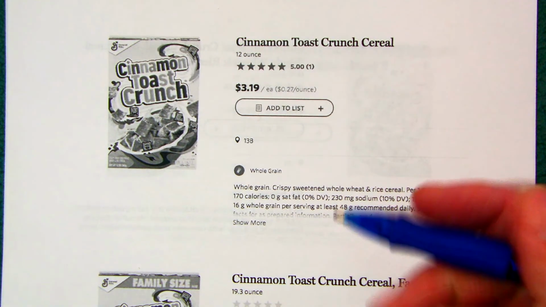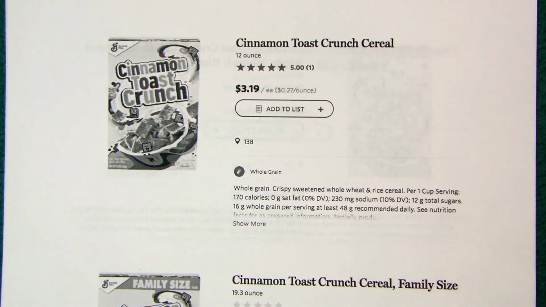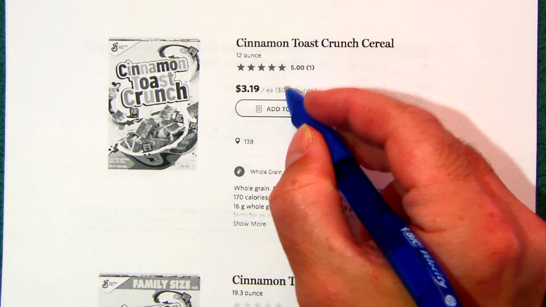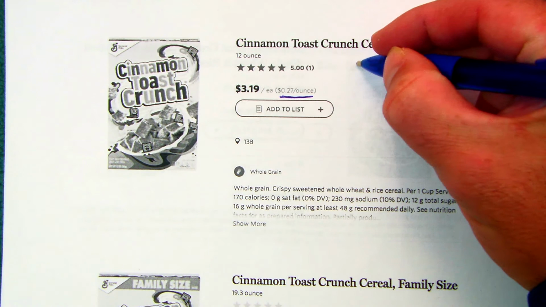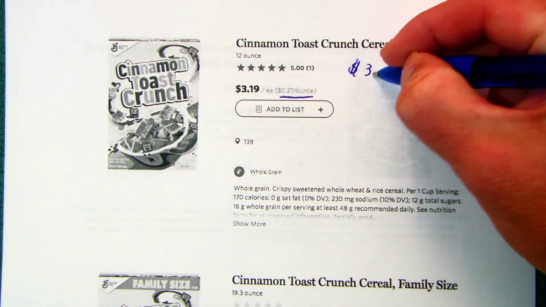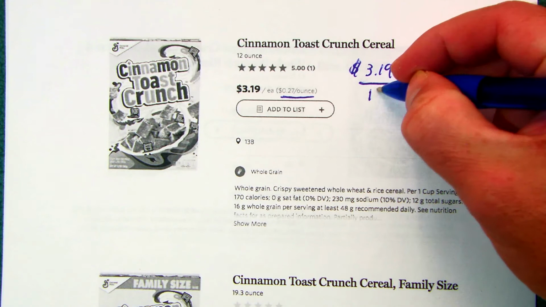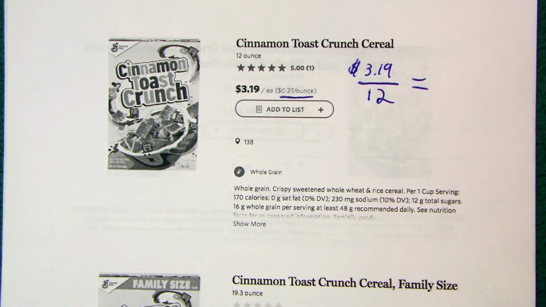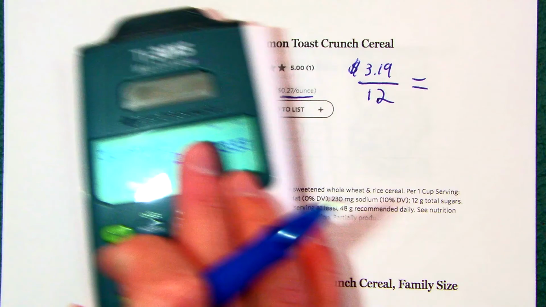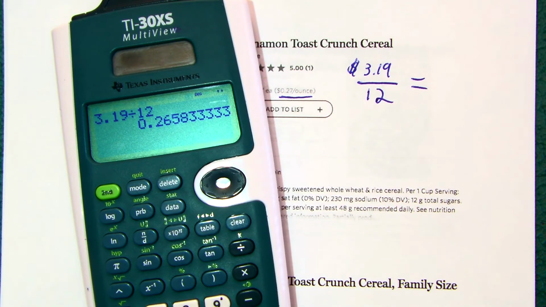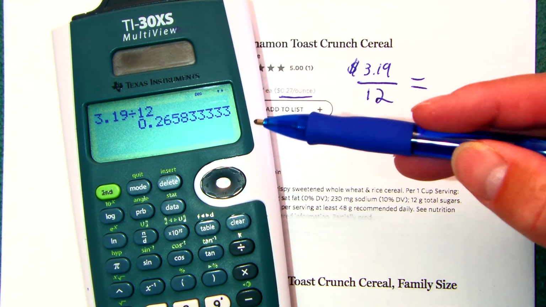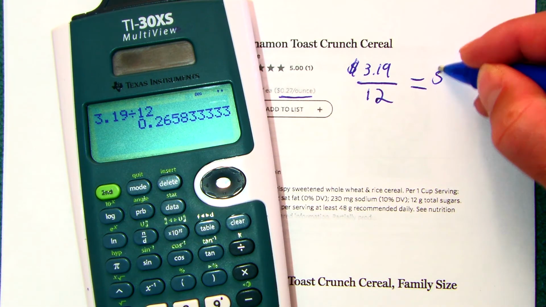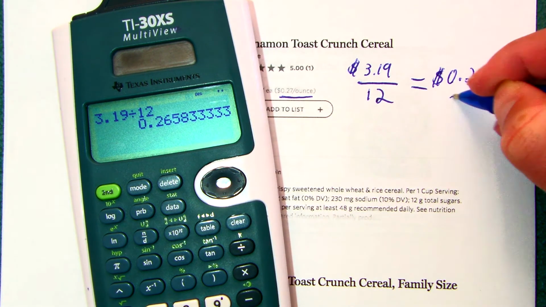You'll see right here on this first box, the smallest box of Cinnamon Toast Crunch you can get, it's only 12 ounces. They say it's 27 cents per ounce. What they're doing there is taking the cost, $3.19, and dividing that by the 12 ounces. When you do that, it comes out to 0.2658. We're dealing with money here, we only go to the hundredths place, so we round this up to 27 cents per ounce.